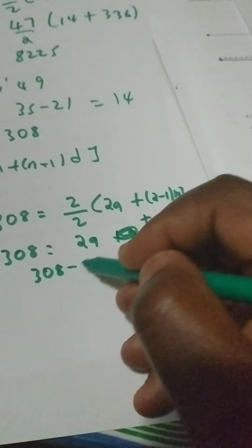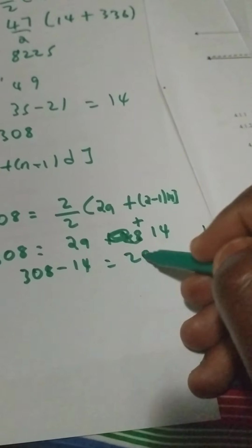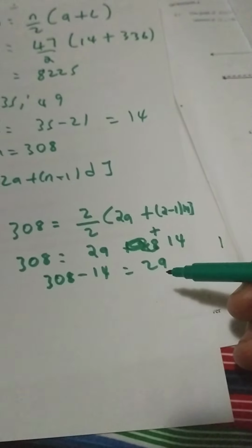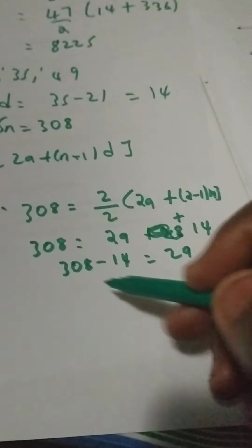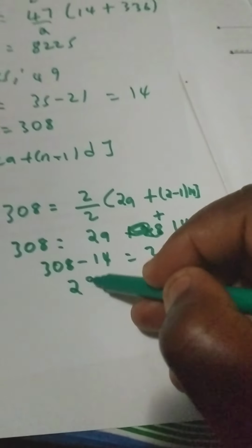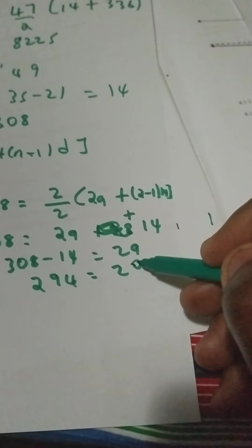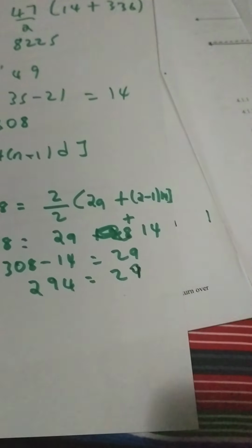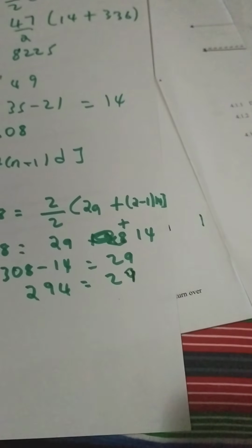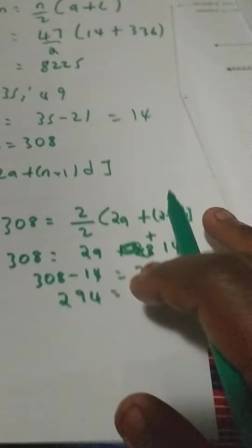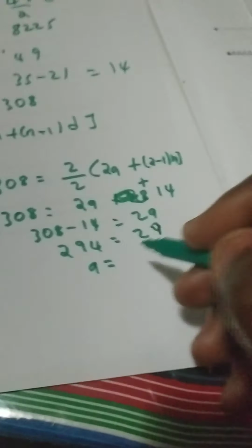So 308 minus 14 is equals to 2a, right? This looks so easy. And I hope I'm correct. So this will be 294 is equals to 2a, né? Okay, then let's divide both sides. 294 divided by 2, that'll be 147. So a is 147.